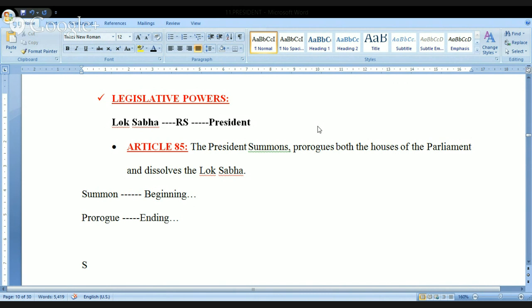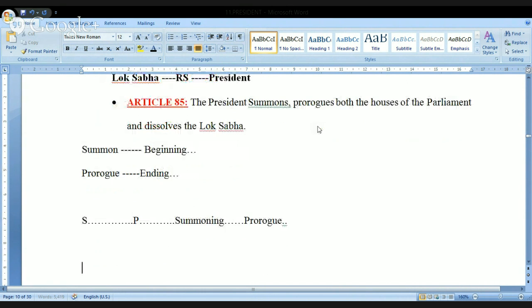For example, here, this is the summon, and it will continue for a period of time. Then we are going for the prorogue. And after prorogue, again over a period of time, we are going for the summoning. And again after a period of time, we will go for the prorogue. So these are the general things that will happen. Look at this.